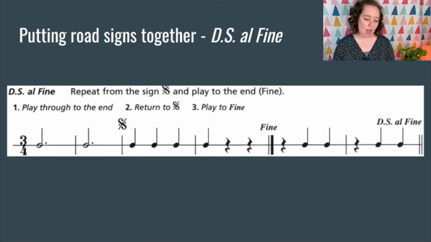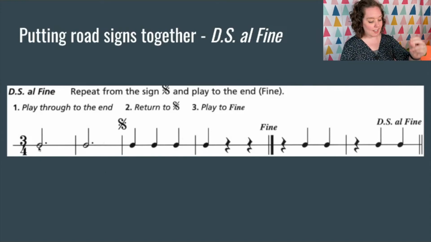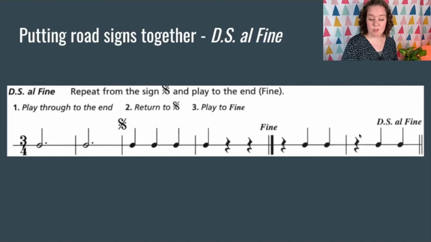Here's another example. Here's a DS al fine. So this is where we're finding the sign. So starting at the beginning, we're in 3/4, give us 3 beats, 1, 2, and sing ta, ta, ta, ta, ta, ta, rest, rest. Remember, we're not going to do anything with this just yet. Keep going. Rest, ta, ta, rest, ta, ta.